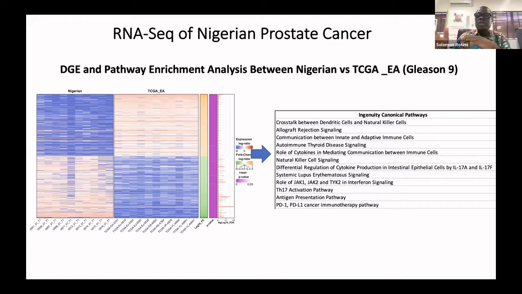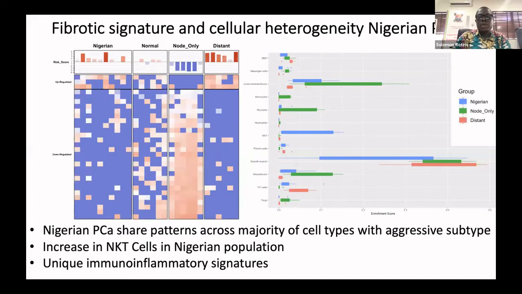And then you do the Ingenuity canonical pathway, you could see similar pathways to what Evelyn talked about, the triple negative breast cancer, coming to play some role in driving aggression in high-grade prostate cancer. And we showed that this has to do with natural killer cell dysregulation.